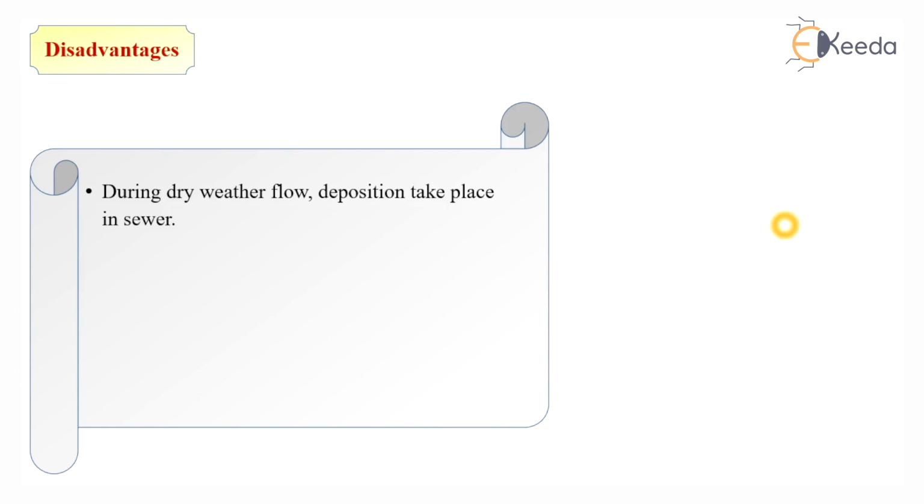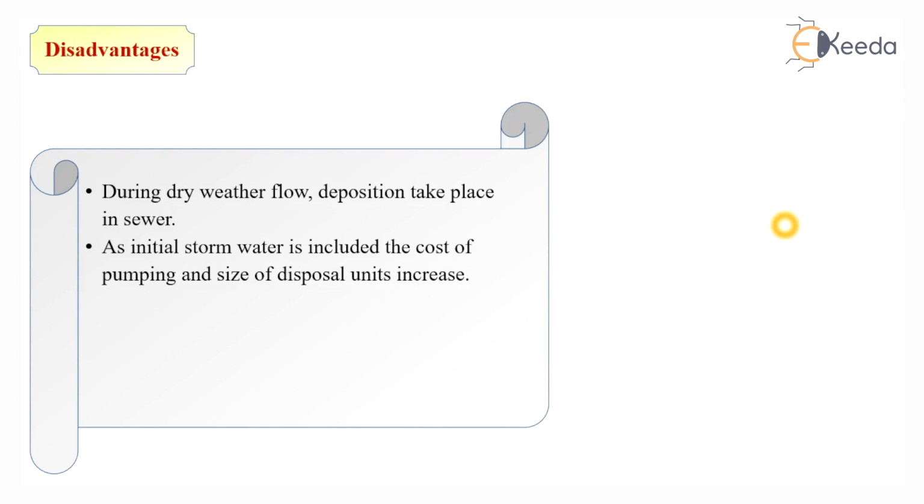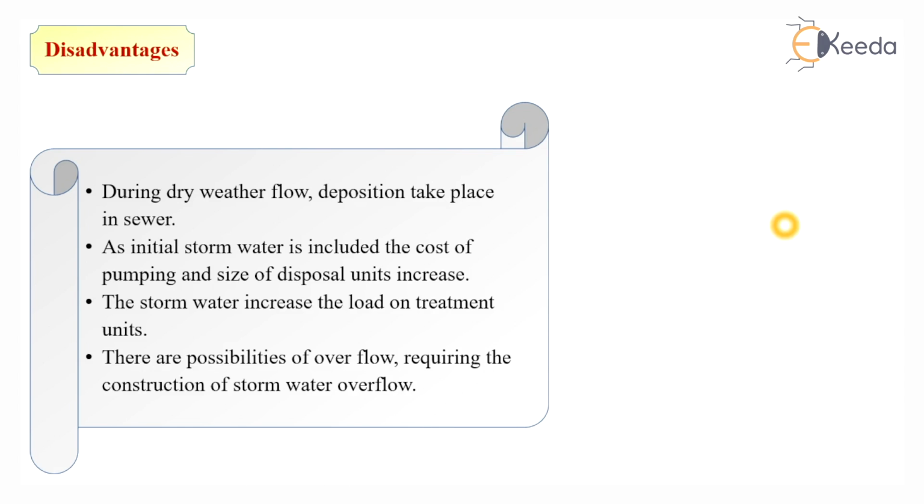And disadvantages of partially separate systems are: during dry weather flow or non-monsoon flow, deposition takes place in sewer. As initial stormwater is included, the cost of pumping and size of disposal unit increases. The stormwater increases the load on treatment unit. There are possibilities of overflow requiring the construction of stormwater overflow pipe.